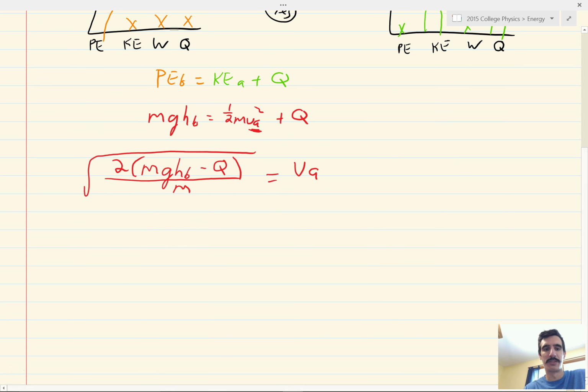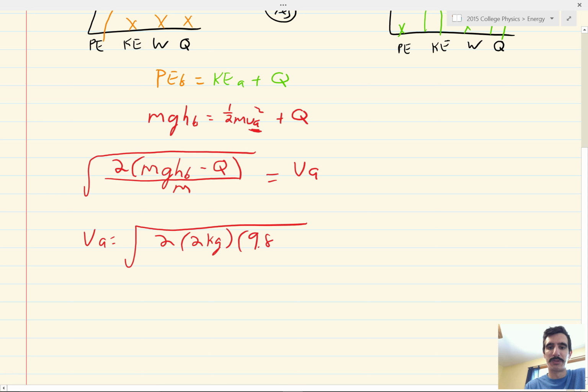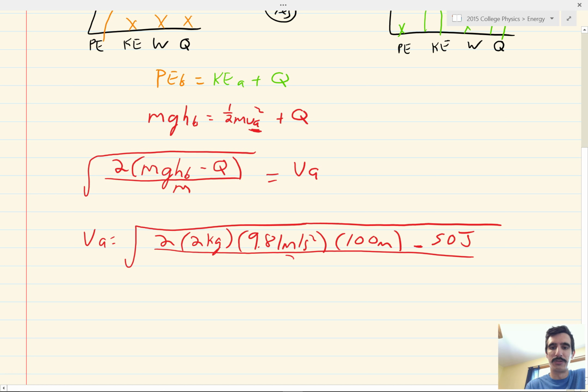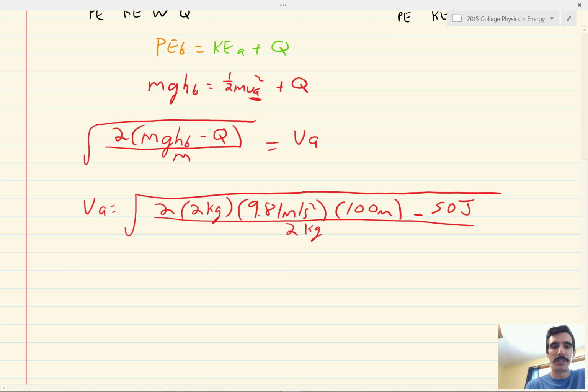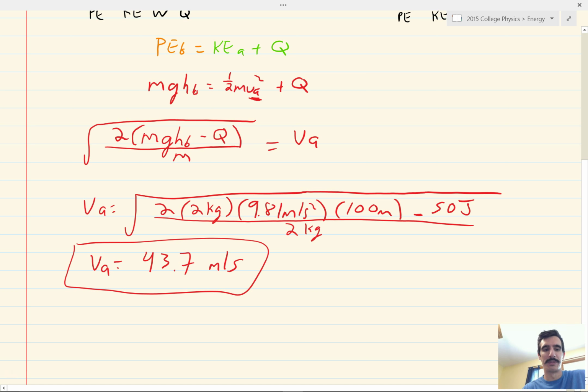Now all we do is just plug and chug. V after is the square root of 2 times 2 kilograms times 9.81 meters per second squared times 100 meters, extend our square root, minus 50 joules of internal energy all over the mass, again 2 kilograms. And we get a velocity of the ball after, or the hail, sorry, to be 43.7 meters per second, which is still pretty darn fast if you ask me.